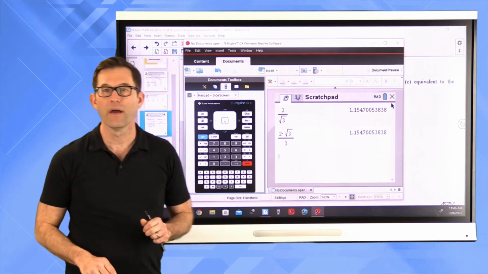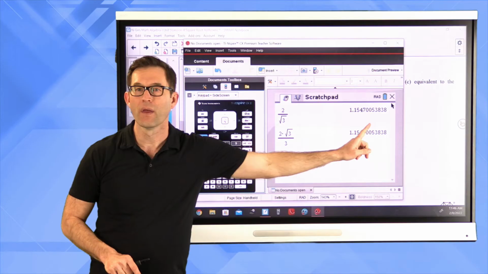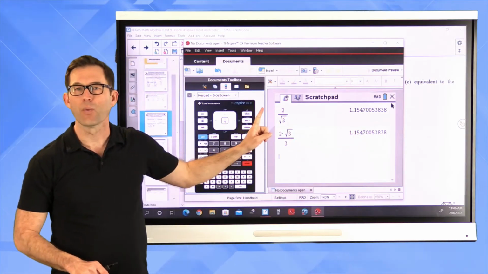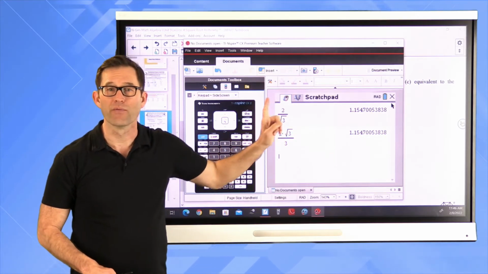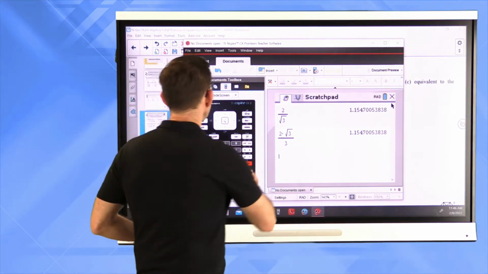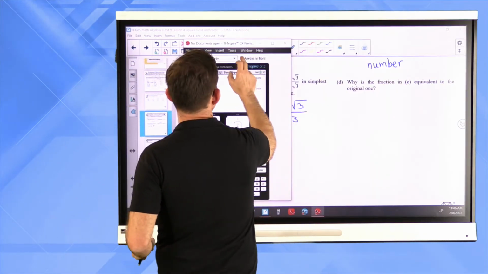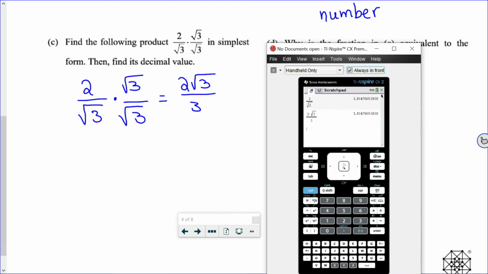I hit enter, and notice, right, I have exactly the same decimal here as what I did to begin. So when I took 2 over the square root of 3, and I multiplied it by square root of 3 over the square root of 3, I got exactly the same decimal. Exactly the same decimal. So let's get that in there. Right? That was 1.15470053838. Right?